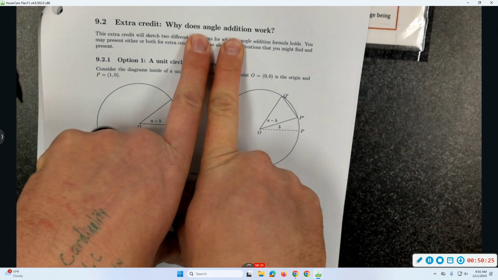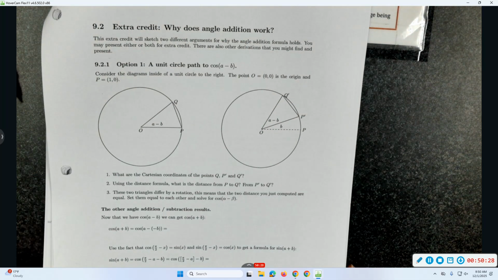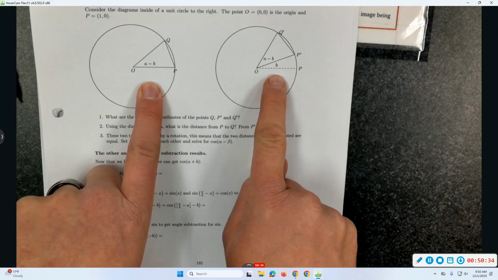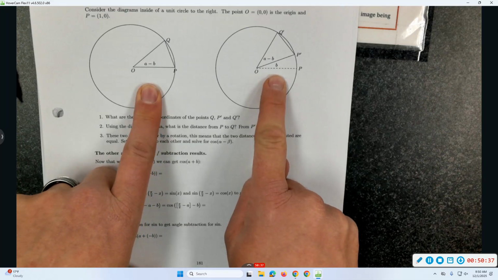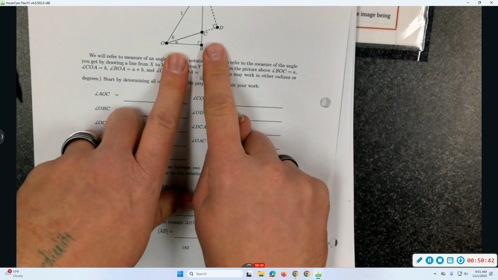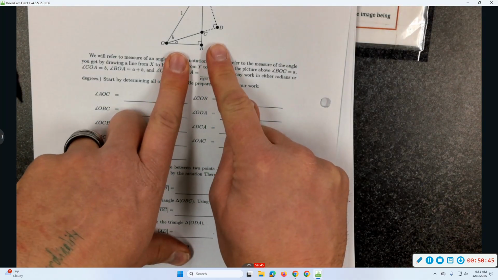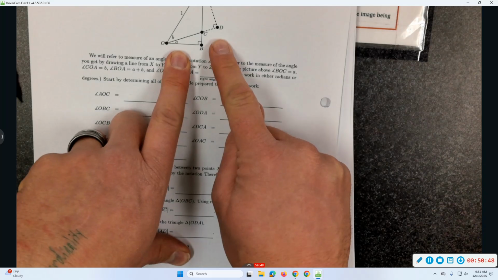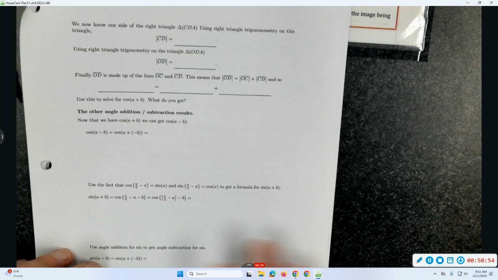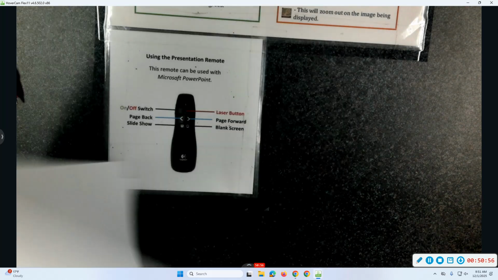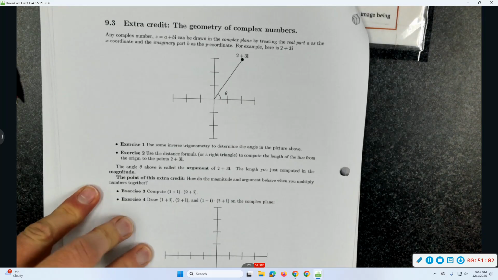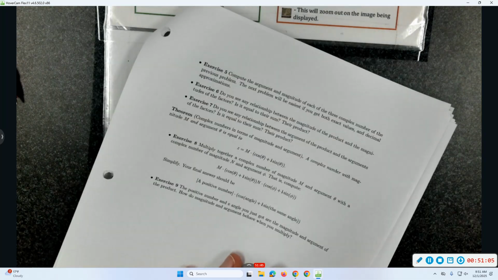Why is the angle addition formula true? And the answer is just geometry. If you stare at this picture in the unit circle long enough and use the distance formula, you'll just be handed the angle addition formula. Alternately, there's a mysterious looking triangle diagram right there. If you fill it in appropriately, you'll also be handed the angle addition formula. So pick which one of those two you like. There's some neat geometry of complex arithmetic. You can use angle addition to get to that. Cool.